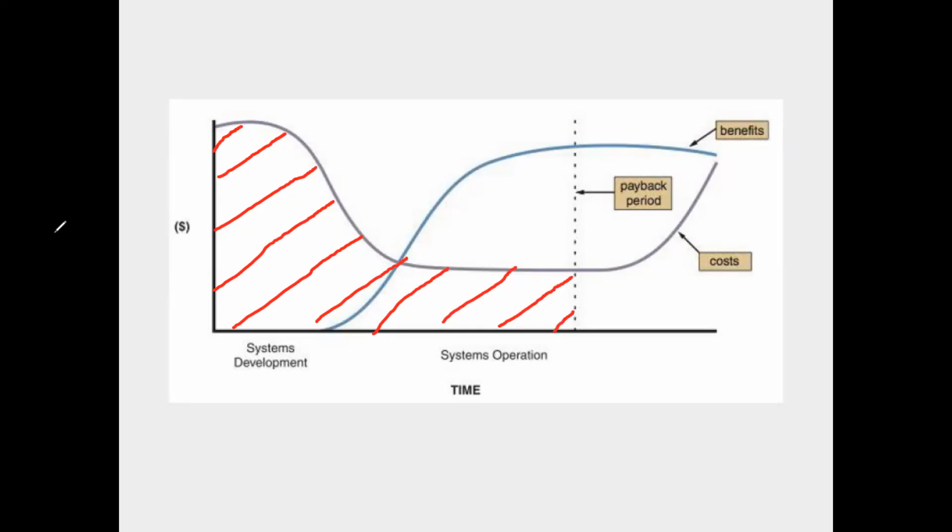Right? That is the cost, the amount of money you spend on the development. And the next one is benefits. So benefit starts here, right? Benefit starts. So this area, when the area matches, that means the amount of money you spend, you get it as a benefit. That period is known as payback period. This is known as payback period.